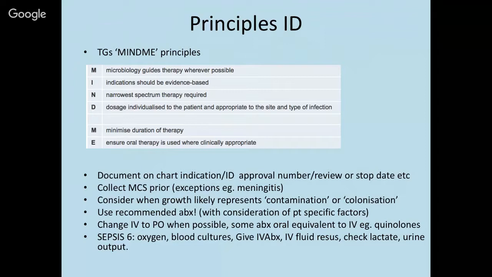There's a Sepsis 6 mnemonic, which outlines six things to do in sepsis. You've got oxygen to think about if the sats are low, blood cultures, and broad spectrum IV antibiotics as soon as possible. There's a golden hour to give them. IV fluid resuscitation as well, checking their lactate, and fluid balance monitoring with urine output and intake.